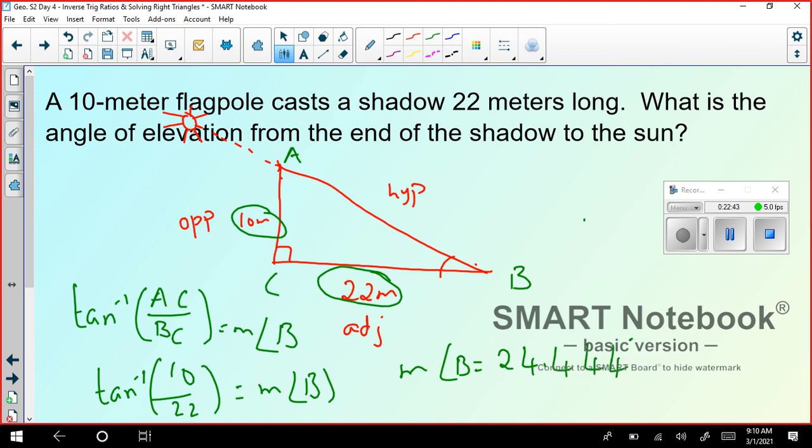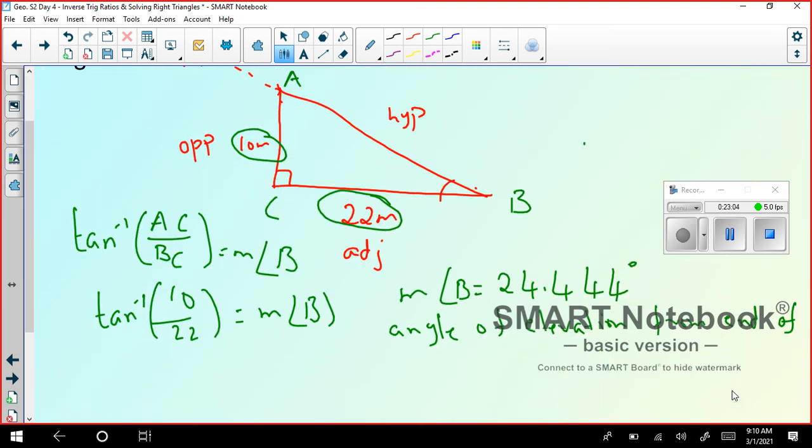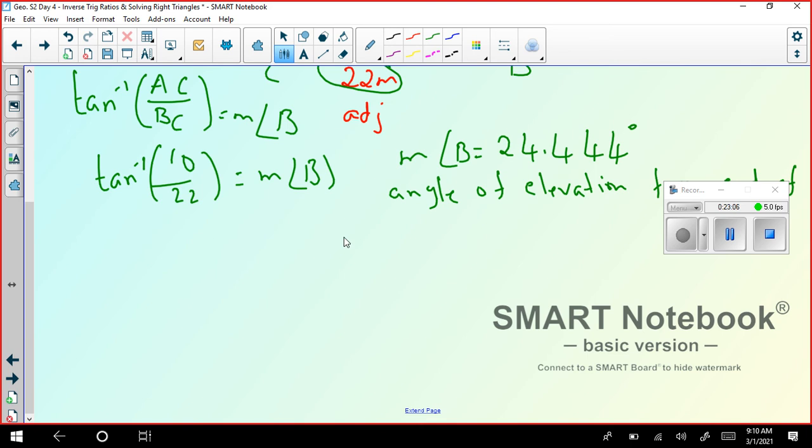24.444 degrees. So the angle of elevation to the sun from the end of the shadow. Angle of elevation, you have to write the final answer in a sentence. From the end of shadow to sun, 24.44 degrees. Okay, I hope this is clear.